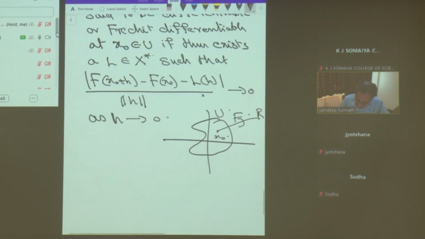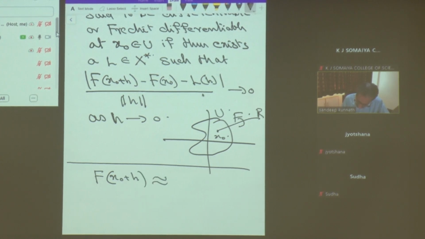So this definition is also equivalent to saying that the function f of x naught plus h, you are basically approximating it with f of x naught, which is a constant, plus L of h. Essentially what we are doing is approximating f near x naught by a linear transformation plus some error.